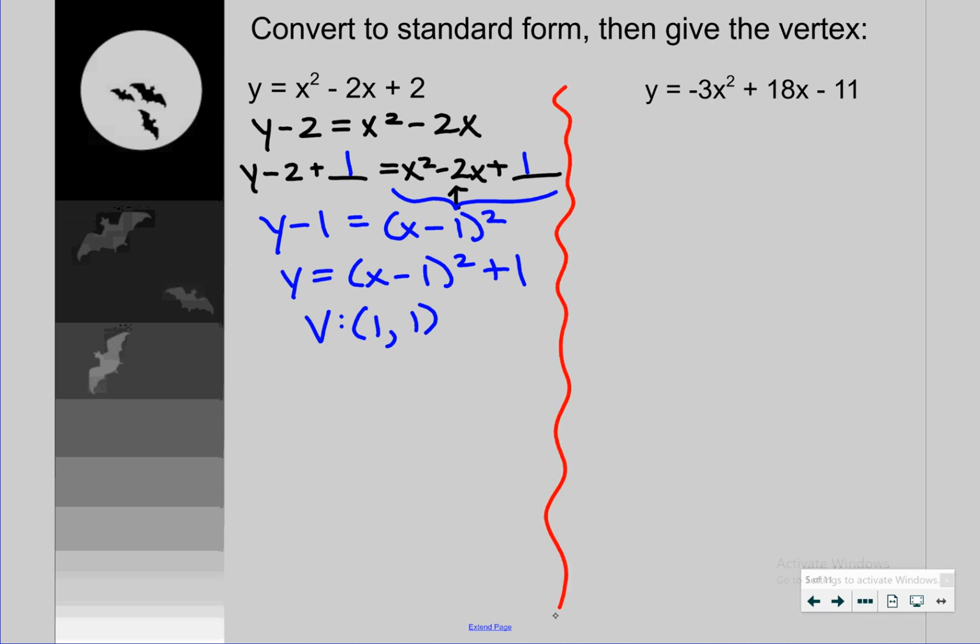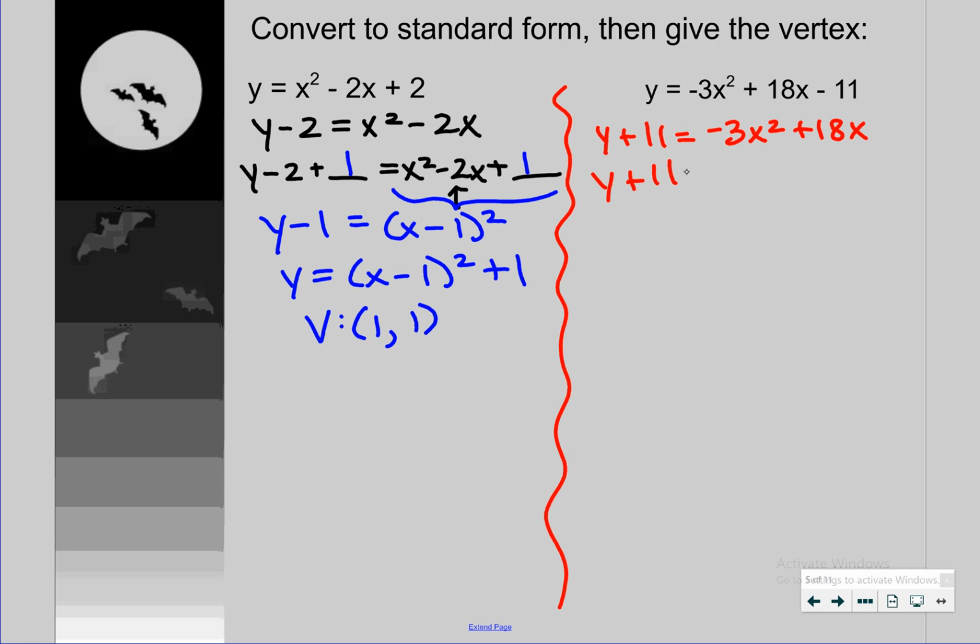What's going to happen if there's a negative 3 there? First step is still the same. I'm just going to move that 11 over to the other side. Y plus 11 equals negative 3x squared plus 18x. Now this time there is a number in front of my x squared. So the second step says, if there's a number in front of the x squared, factor it out. So that's what we're going to do.